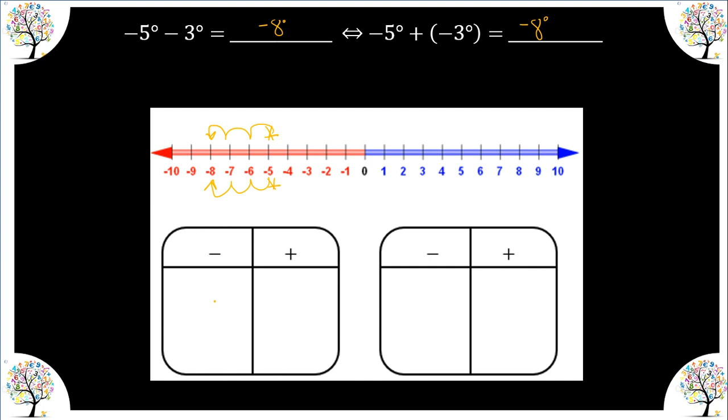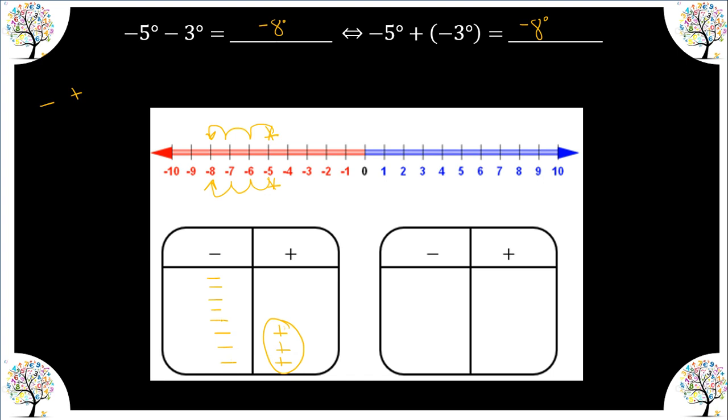We can see this with our integer tiles. So we have negative 5 and we're going to take away 3. Here, we don't have any positives to take away. So what we do is create a negative pair. If we have a negative and a positive, that really is the value of 0. So I need to have 3 positives, so we're going to create 3 zero pairs. And now we are going to take away 3 of those positives. And what do we have left?